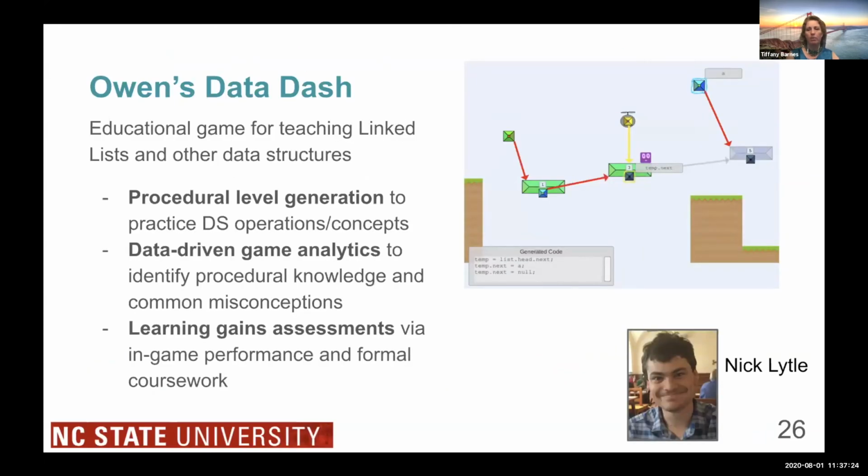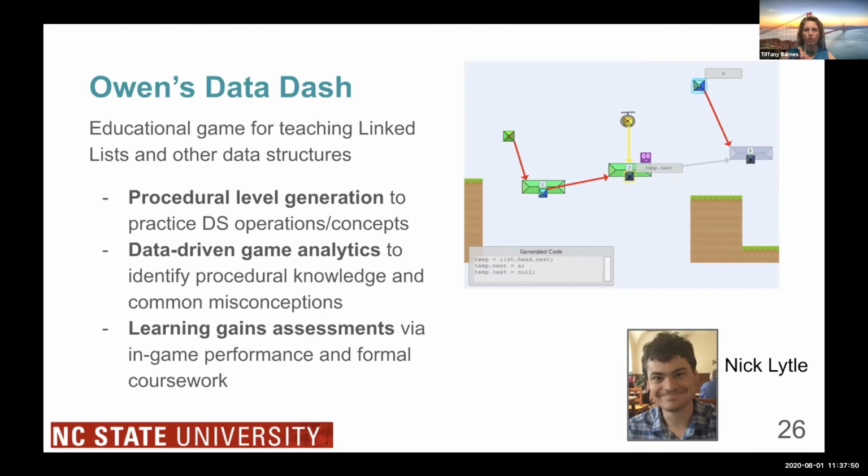This is an example of a game for teaching linked lists that we built at NC State about a year or two ago. We often have undergrads working in our lab in the summer to make games for teaching. This was one where the students themselves developed some visualizations for linked lists to help college students think about how linked lists work.